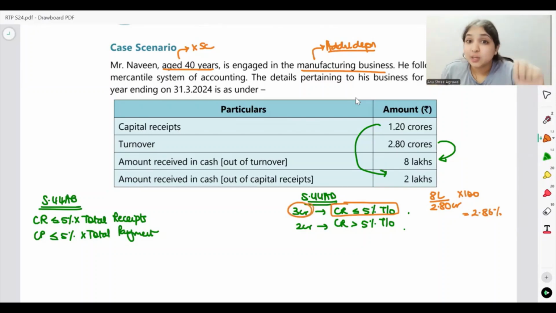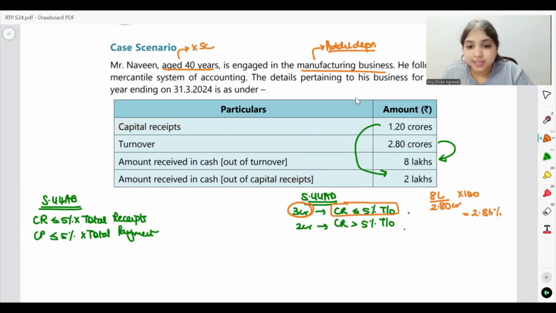We're understanding. Did you notice when I was checking the cash receipts number, I took only 8 lakhs. I did not consider capital receipts. I did not consider how much out of capital receipts is a cash receipt, because 44AD says cash receipt should be within 5% of turnover. So you're not looking at total receipts. For the purpose of 44AD, in simple words, listen carefully. For the purpose of section 44AD, capital receipts are useless. Understanding? Now you got the point.